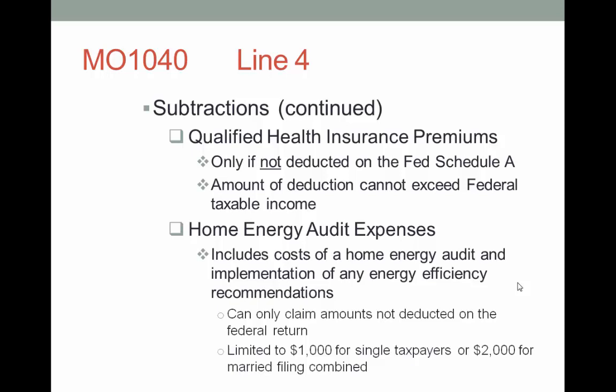However, there is a limitation. It's limited to $1,000 for single taxpayers or $2,000 for people who are married filing combined. By the way, Missouri calls it married filing combined instead of married filing jointly. I don't know why they decided to deviate in the language, but they did, and it's the same thing.